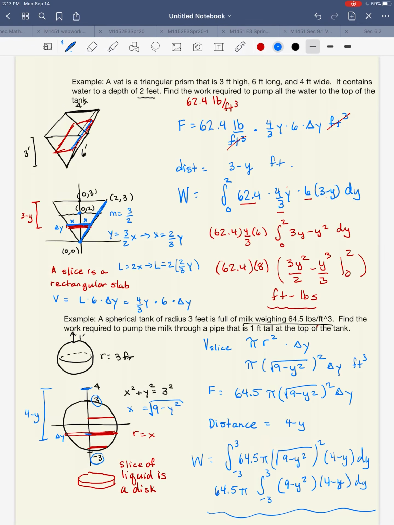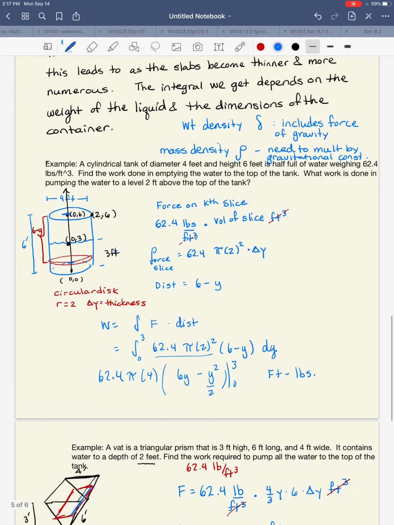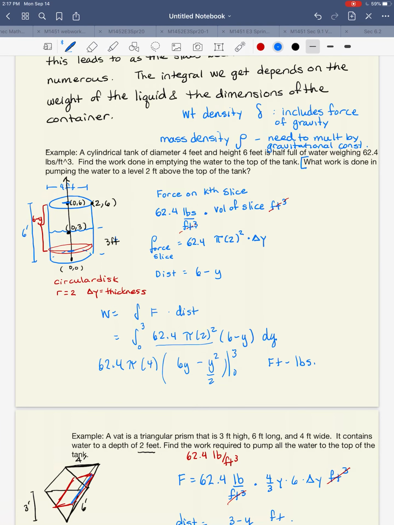So that reminds me of the distance in a previous example. We had a second part. When pumping the water out of this tank, nothing changes whether I'm pumping it to the top or a certain distance above the top in terms of the volume of the slice. The only thing that changes when you pump it above the top of the tank is this distance. Distance changes if we pump to a height 2 feet above the top of the tank.